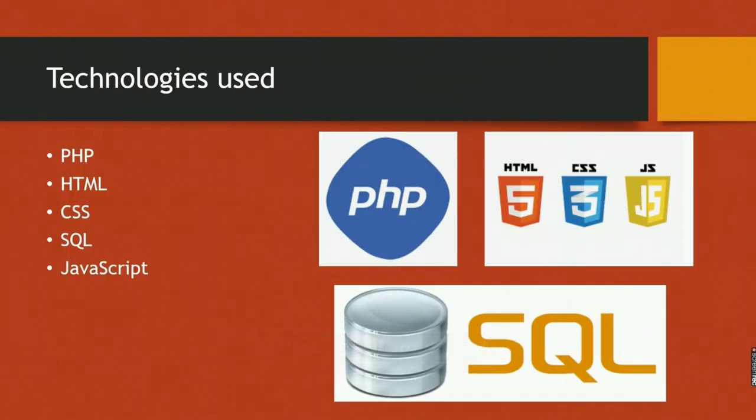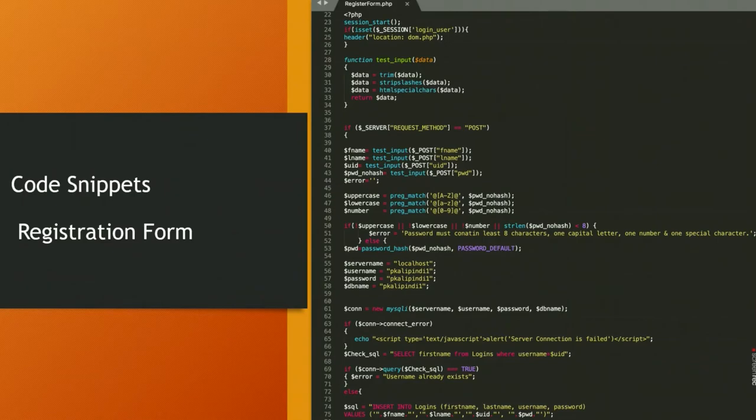The technologies that we have used here are PHP, HTML, CSS, JavaScript, and for the database connectivity, we've used SQL. So these are some of the code snippets that are shown as a part of the presentation. This is basically the registration form. We have used PHP. The registration form takes the inputs of the name, the last name, the user ID, and the password. We have put a specification that the password should contain at least 8 characters, 1 capital letter, 1 number, and a special character.